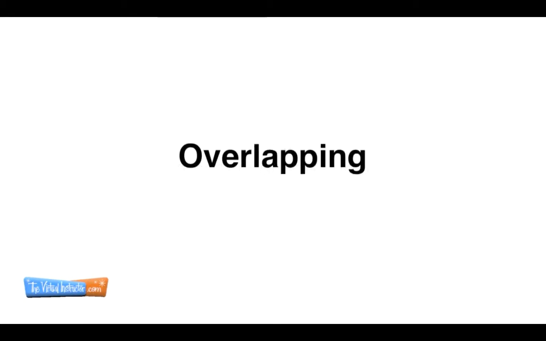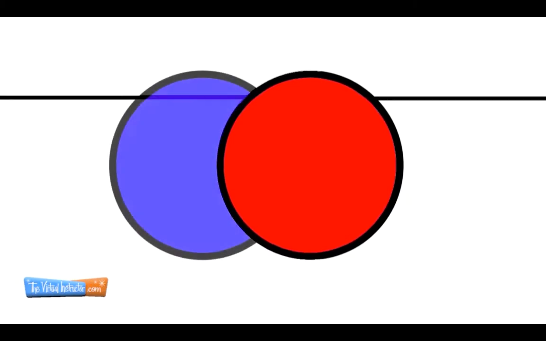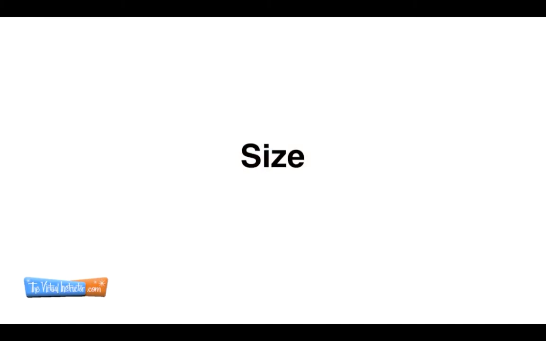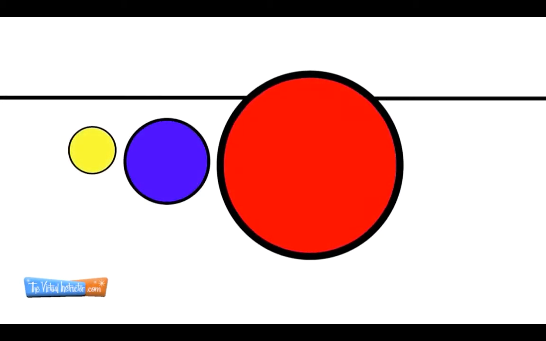The first is overlapping. Overlapping is when one object prevents the viewing of another object. In this case, we have the red circle that's preventing our view from the blue circle, which makes the blue circle appear behind. The next is size. If it's smaller, it looks like it recedes back into space, so the yellow is the smallest, looking like it's the furthest away.